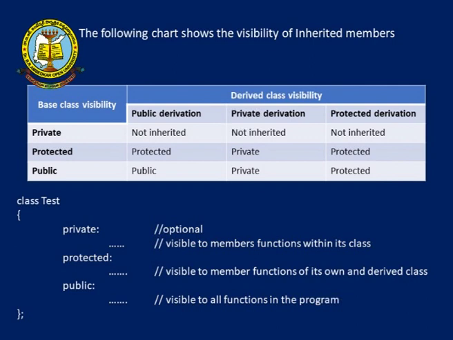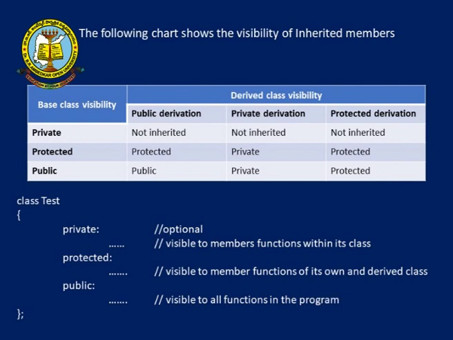In the protected derivation also, the private members of the base class are not inheritable. So, ultimately we can say that the private members are not inheritable in the derived class. The derivation may be any type, that means that could be the public type or the private type or protected type. The private members of the base class are not inheritable.